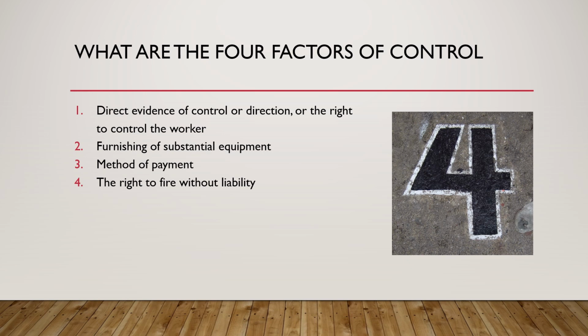The four factors of control are direct evidence of control or direction, or the right to control the worker, furnishing of substantial equipment, method of payment, and the right to fire without liability. Let's go through these one at a time.